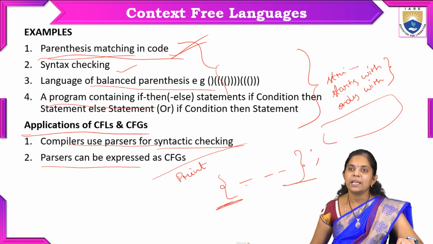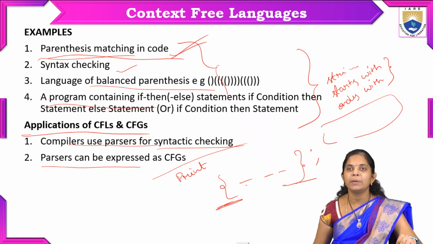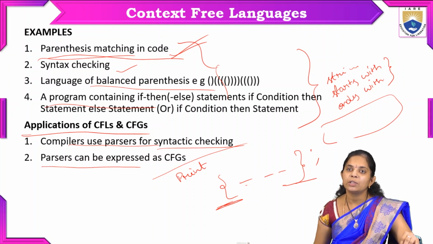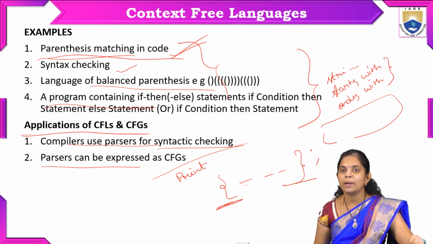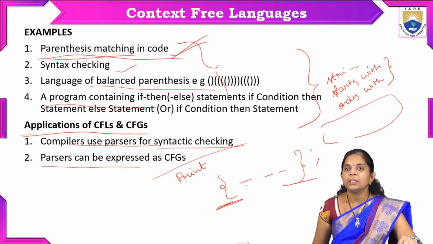And context free language examples where we can use it in programming. So in programming, we need to check for parenthesis matching or syntax checking, balanced braces statements, and if then else statements. So these are all the things we need to follow in the design of compilers.